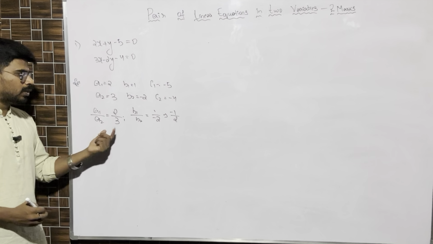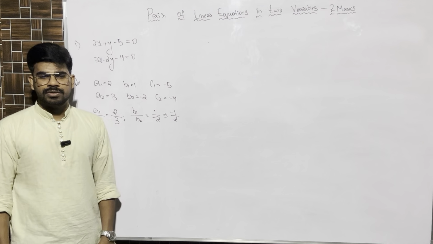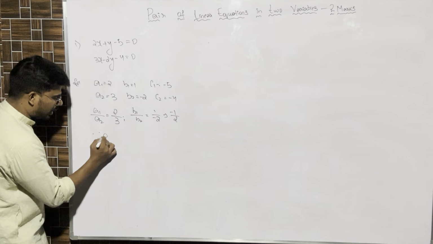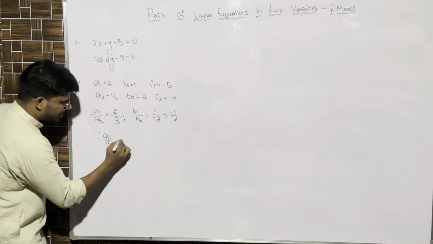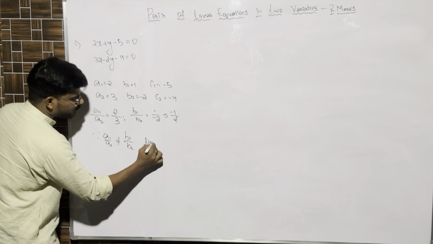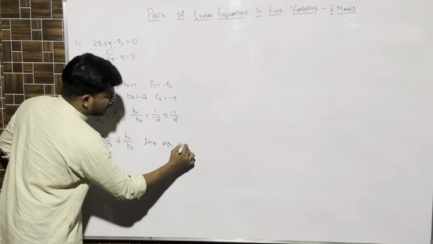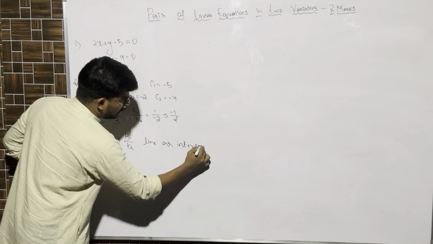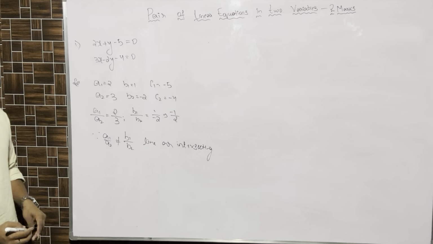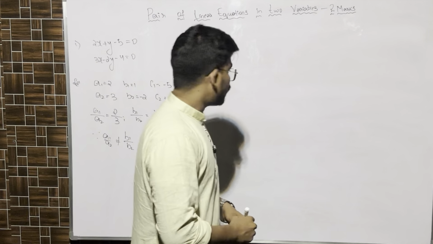If a1 by a2 is not equal to b1 by b2, what type of lines are those? Intersecting. Therefore a1 by a2 is not equal to b1 by b2, the lines are intersecting. If the lines are intersecting, what about the solution? It will have a unique solution. That is not asked, but you have to remember that also.